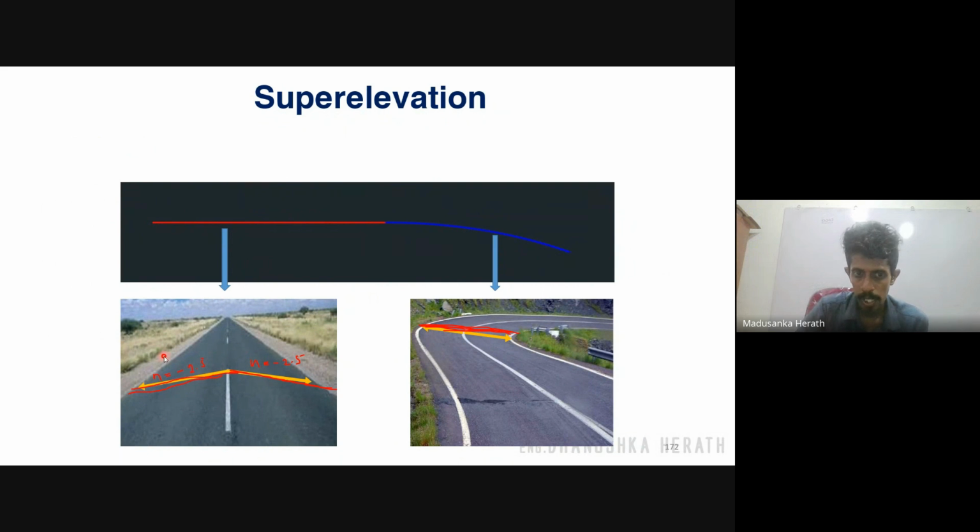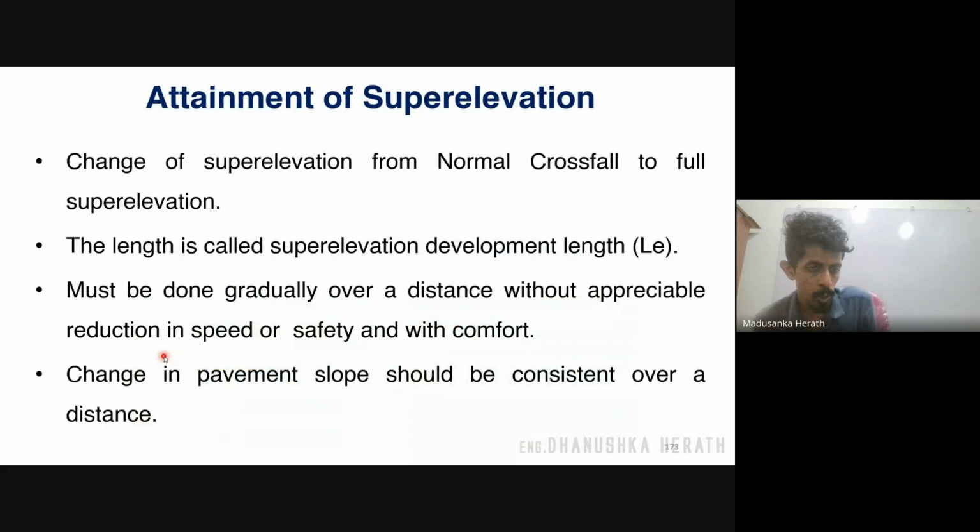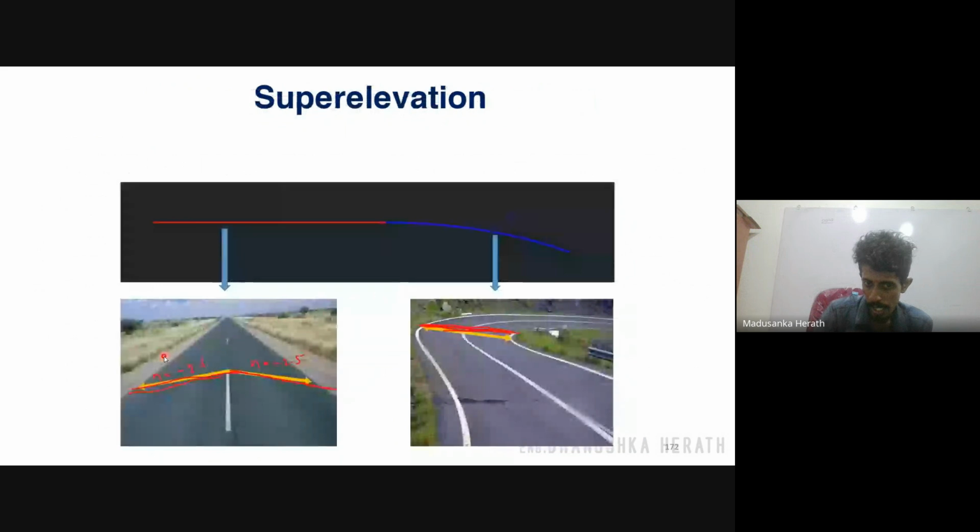Right, we'll see. Attainment of super elevation. The change of super elevation from normal crossfall to full super elevation. The length is called the super elevation development length, LE. It must be done gradually over a distance without appreciable reduction in speed or safety, and with comfort. Change in pavement slope should be consistent over a distance. So we have to take the road from this condition to this condition. So we can't do it directly.